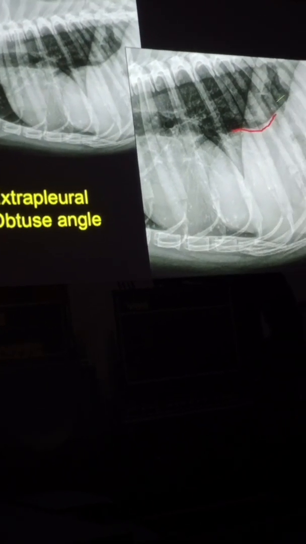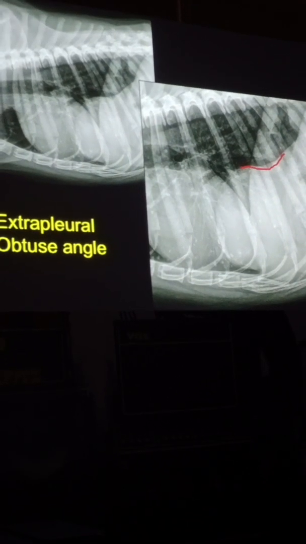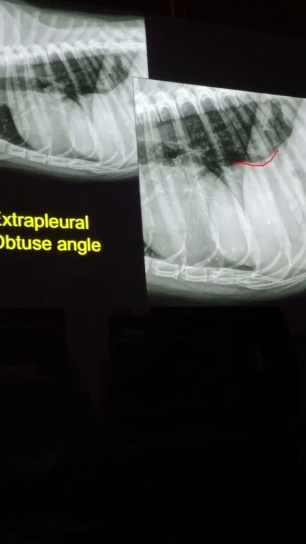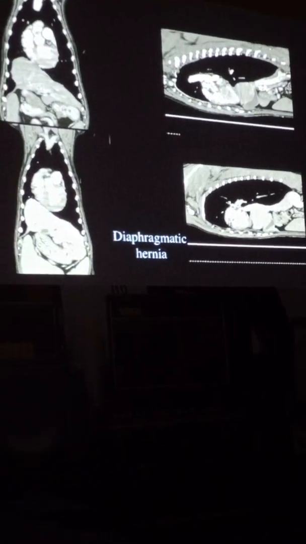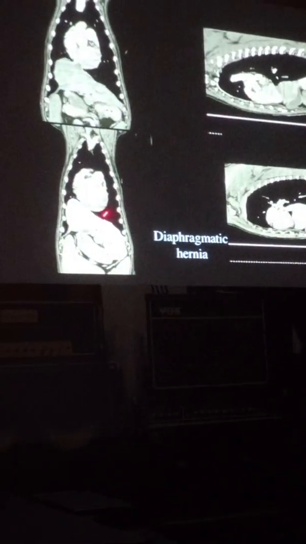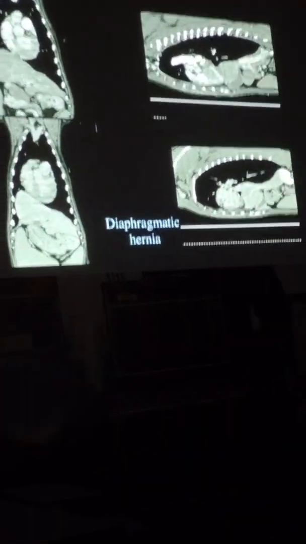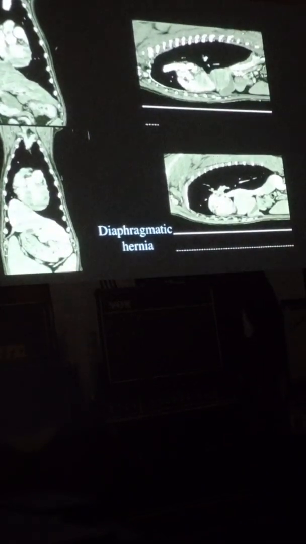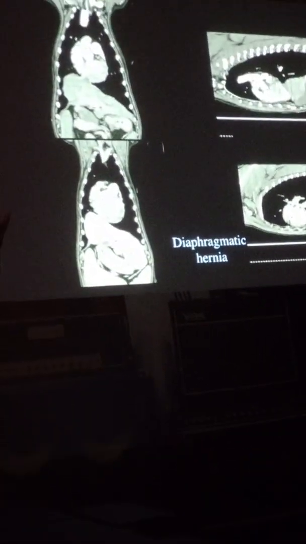See the obtuse angle right here? That tells me it's extrapleural. We went to CT, that was liver. That was liver extending into the chest. The dog had probably had that for years. It was of no consequence.